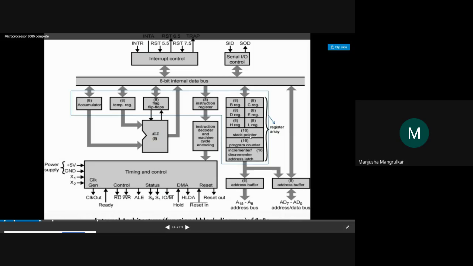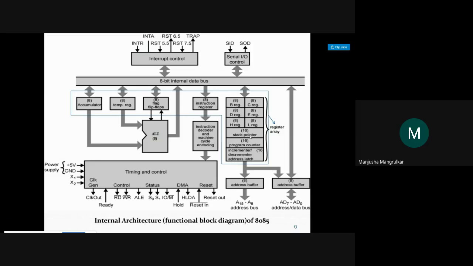Then the stack pointer, it is called the SP. There is a stack. Stack means what? It is first in, last out. Take any water jug where we store water, so it is a stack of water, right? So we take the last bucket and then we remove that last bucket.